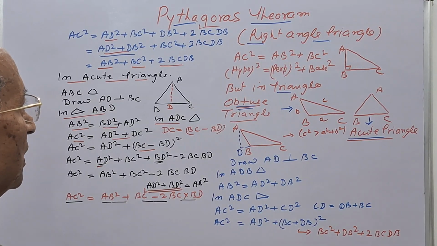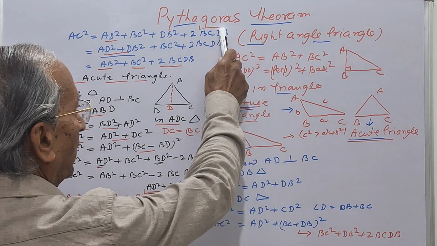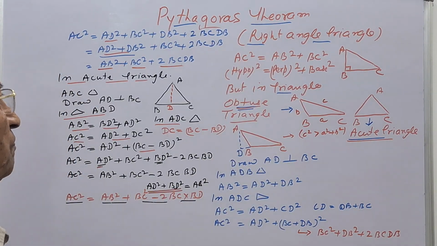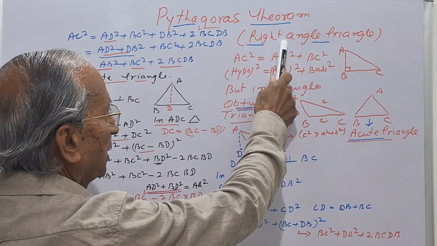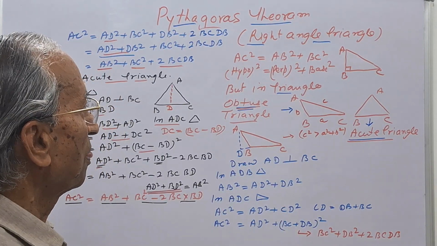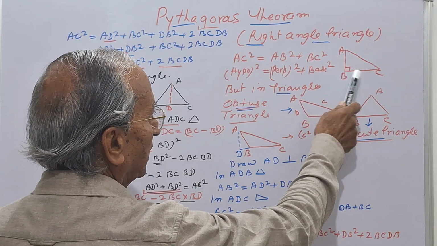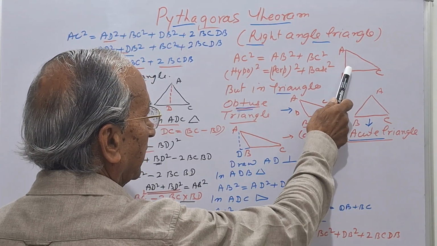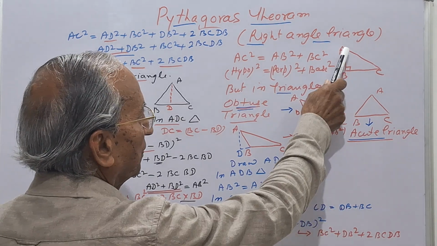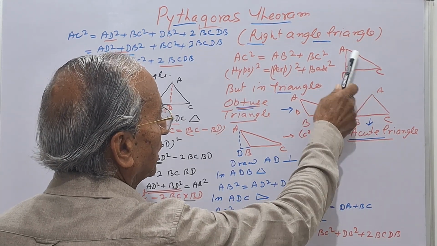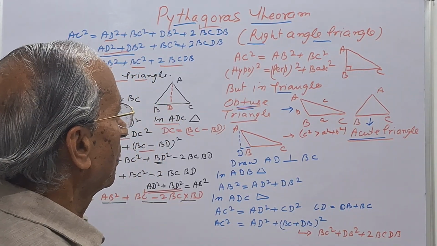Today I will discuss with you regarding the Pythagoras theorem. Pythagoras theorem means it is a right angle triangle theorem. If ABC is right angled at B, then AC square is equal to AB square plus BC square.